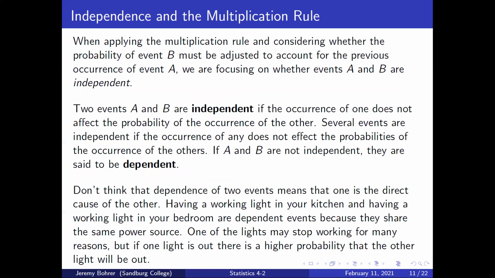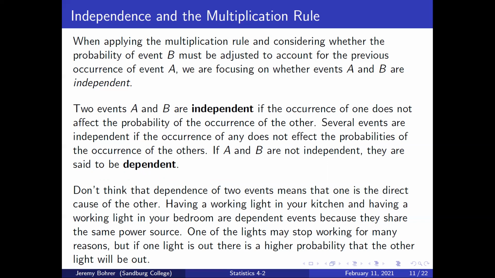When applying the multiplication rule and considering whether the probability of event B must be adjusted to account for the previous occurrence of event A, we are focusing on whether events A and B are independent. Two events A and B are independent if the occurrence of one does not affect the probability of the occurrence of the other. Several events are independent if the occurrence of any does not affect the probabilities of the occurrence of the others. If A and B are not independent, they are said to be dependent.